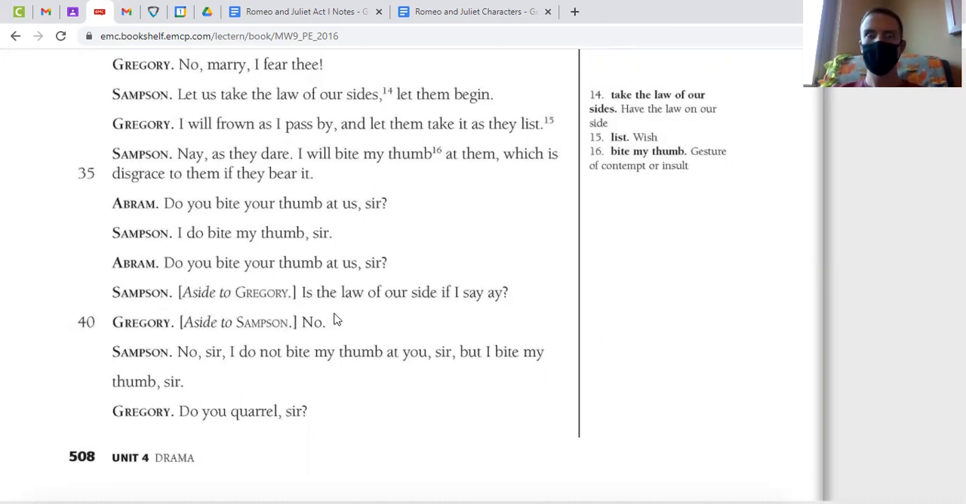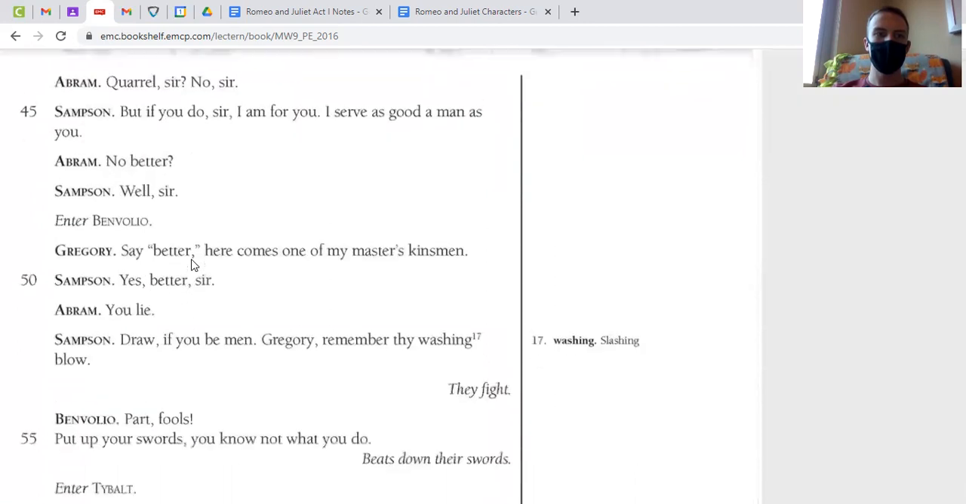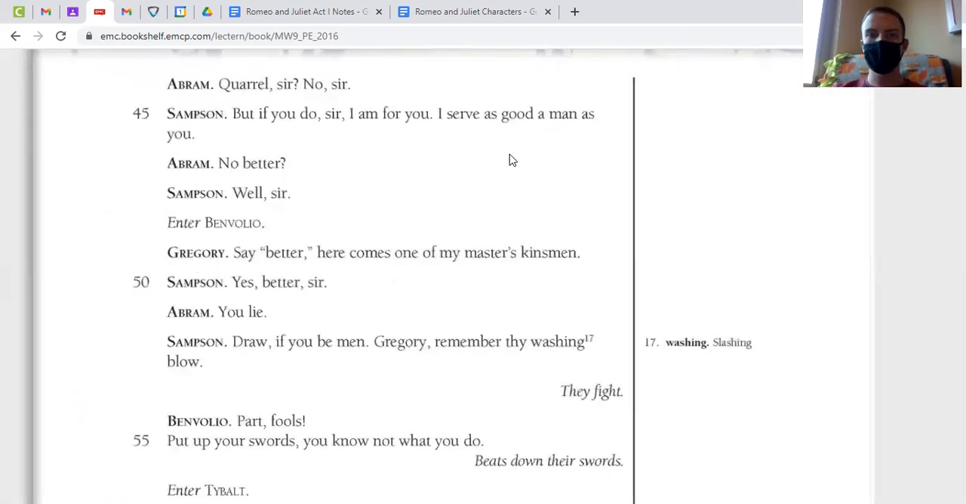And Gregory says, no, it's not. We're going to be in a lot of trouble because we're starting this fight. And Samson says, no, I didn't bite my thumb at you, but I was just biting my thumb at the world. Okay, which is a lie. And Abram knows that. But then they start talking about whose master is better. So Montague or Capulet. Samson says, I serve as good a man as you. Abram says, no better. Well, sir.